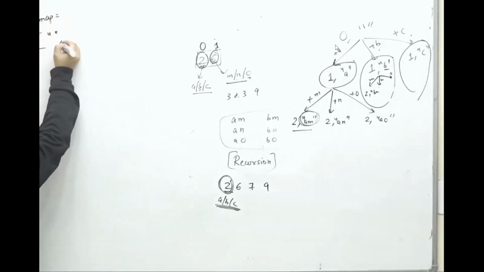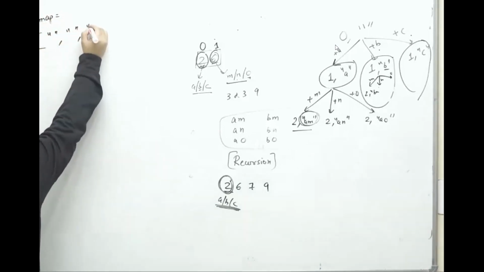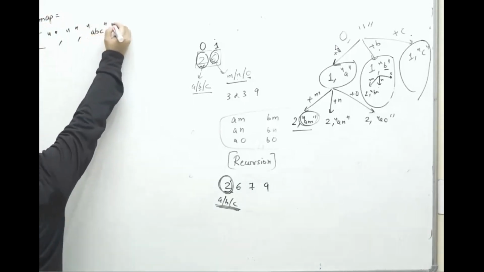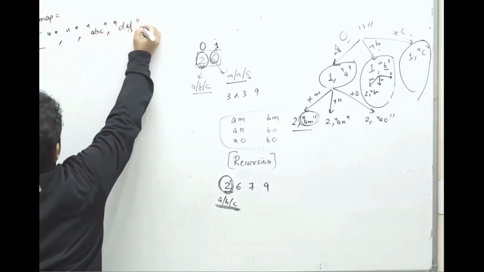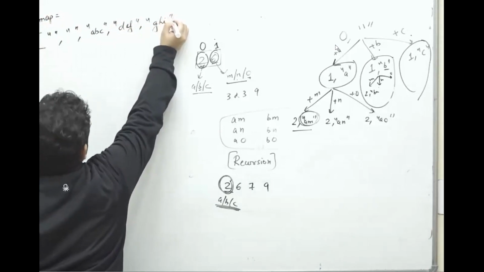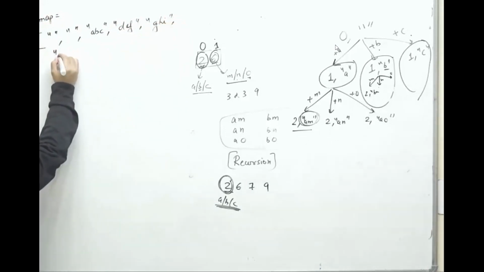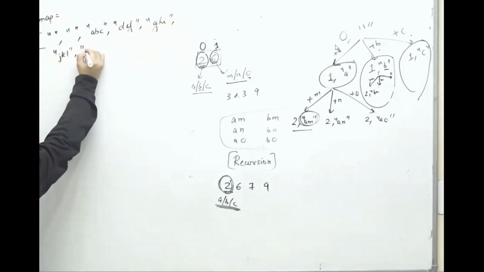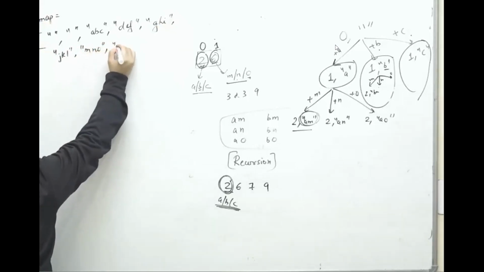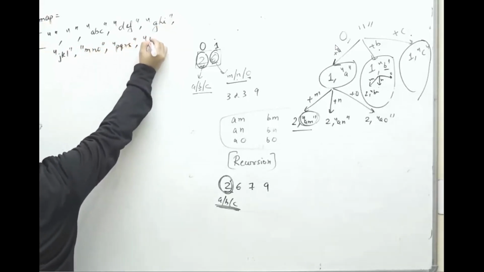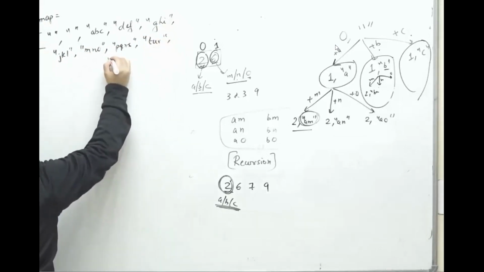So for 0, there is nothing. For 1 also there is nothing. For 2 there is ABC. For 3 there is DEF. For 4 there is GHI, JKL, MNO, PQRS, TUV, and WXYZ.